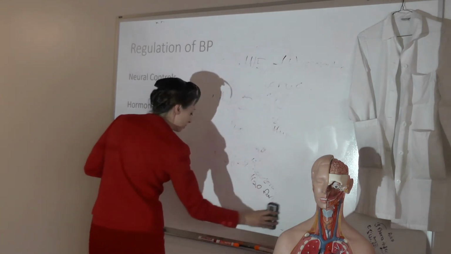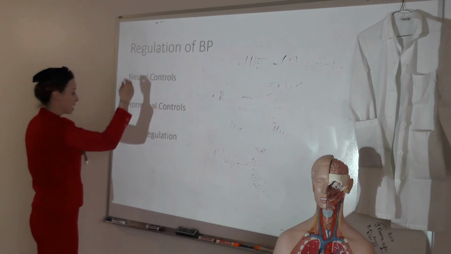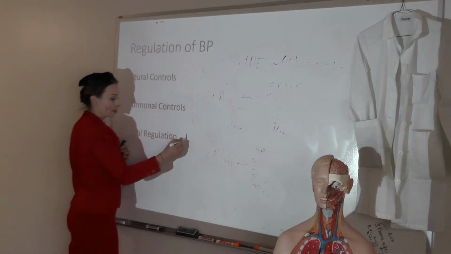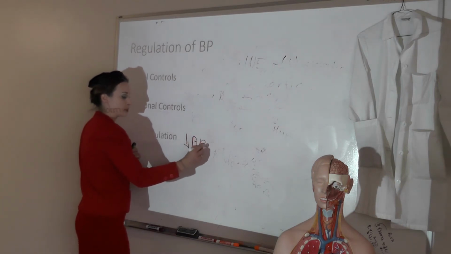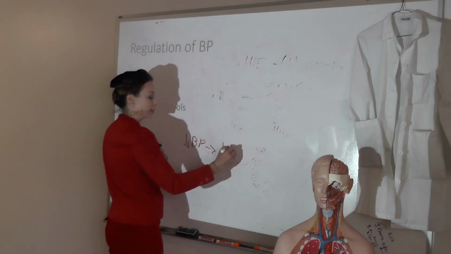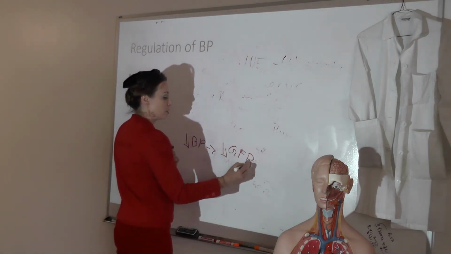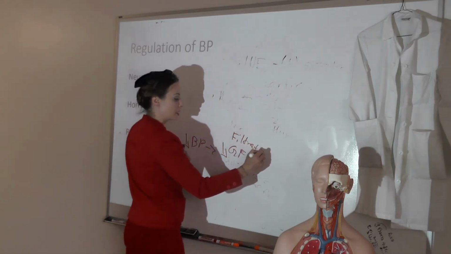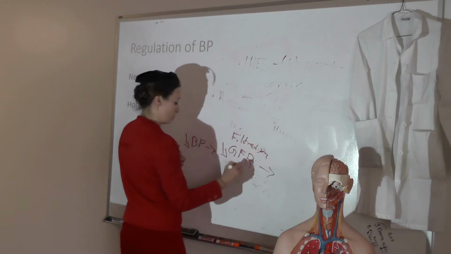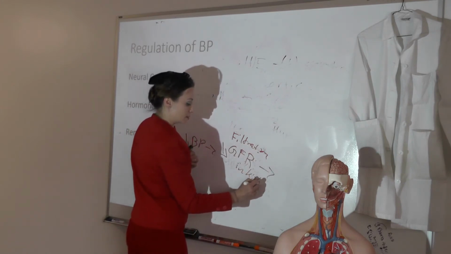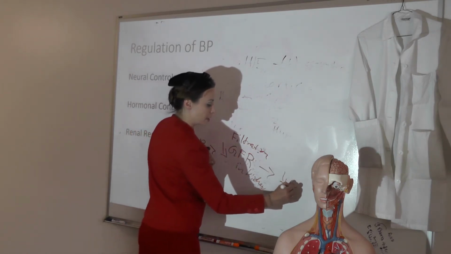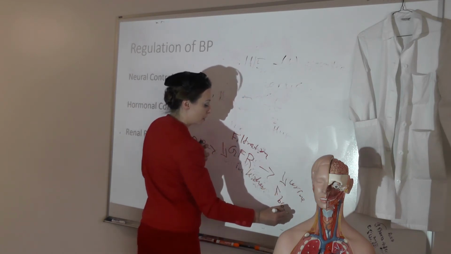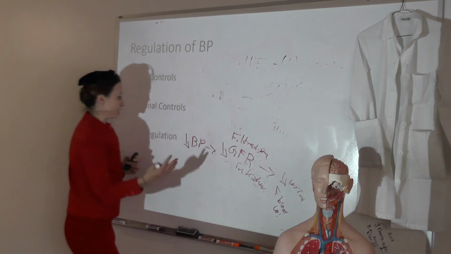So the last kind of mechanism that we can use to help regulate blood pressure is, again, in response to a decrease in blood pressure. What we would see is that we would have a decrease in glomerular filtration rate. So a decrease in filtration in the kidney, which is going to cause a decrease in urine production. And if you do that, you increase blood volume, which would help to raise blood pressure.